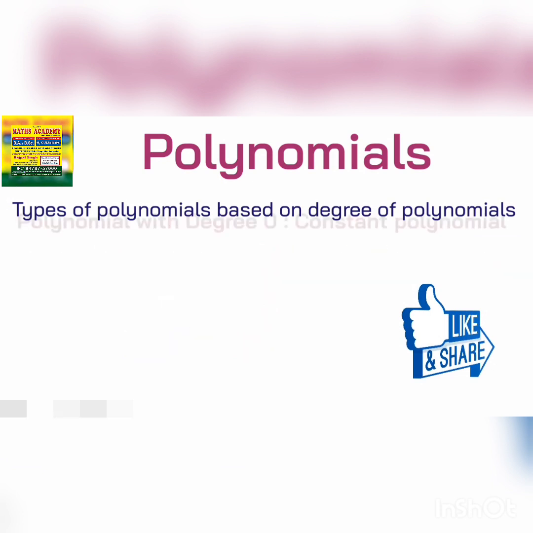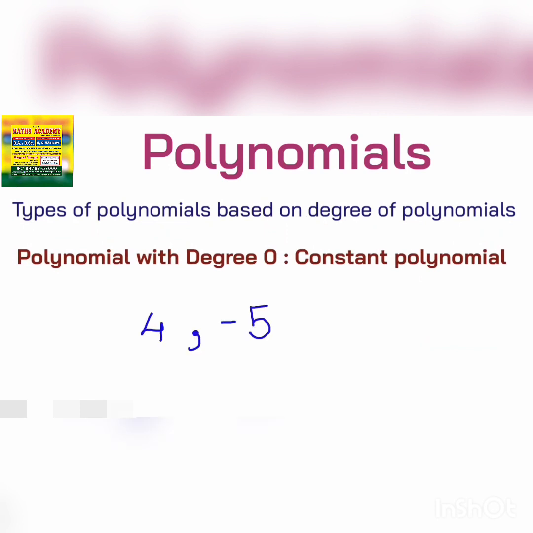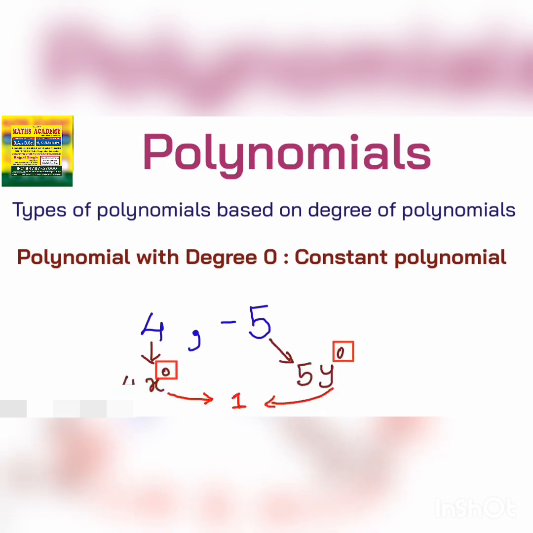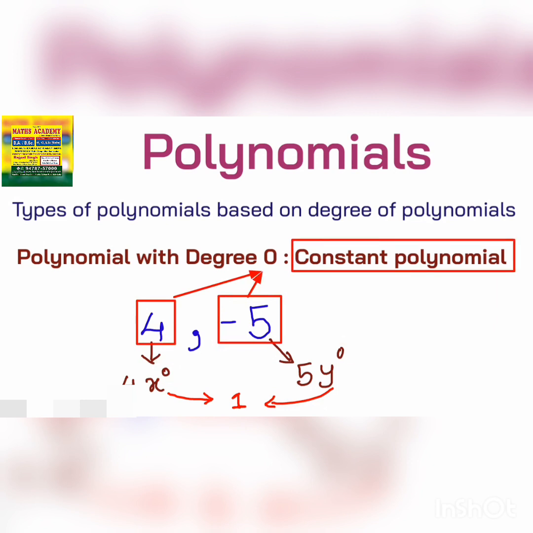The polynomial with degree 0 is called a constant polynomial. Numbers 4, minus 5 are some of the examples. Number 4 can be represented as 4 into x to the power 0. As we know, x to the power 0 or any number to the power 0 is 1. That's why it is a valid polynomial with a degree 0, and it is called a constant polynomial.